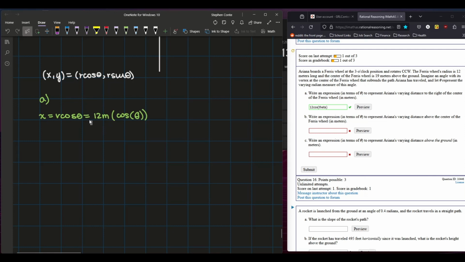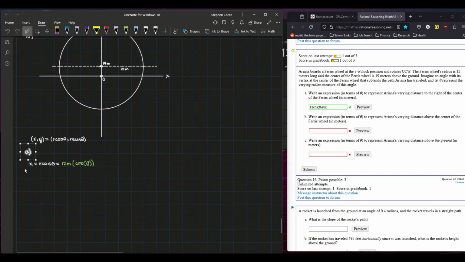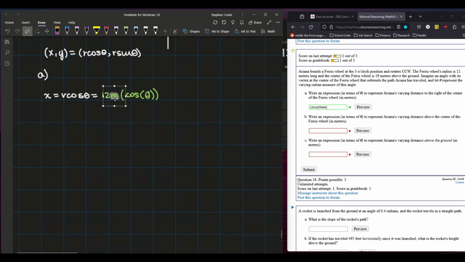Well, let me be more specific. This is not the answer for A. This is the answer for A. Actually, right, so I'm just talking about an expression. If I was talking about an equation, then yes, I would say x is equal to this. But just saying an expression, I just need to have this piece here. The meters isn't really important. That can go away. I'm just putting that there to show you that it's going to be an output in meters, because I'm multiplying by meters.